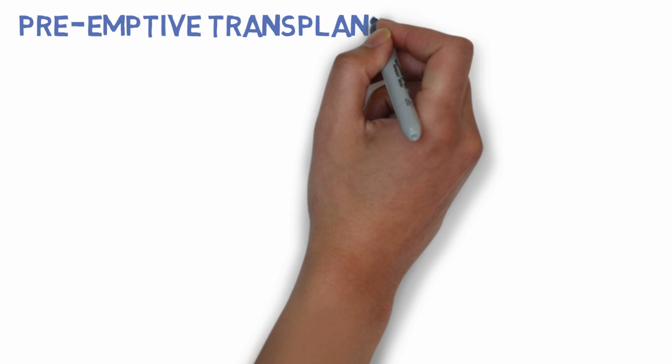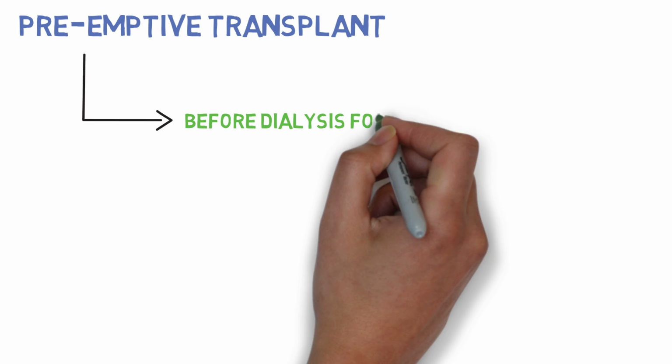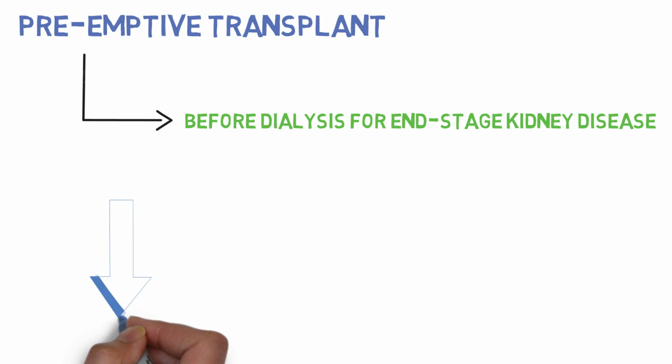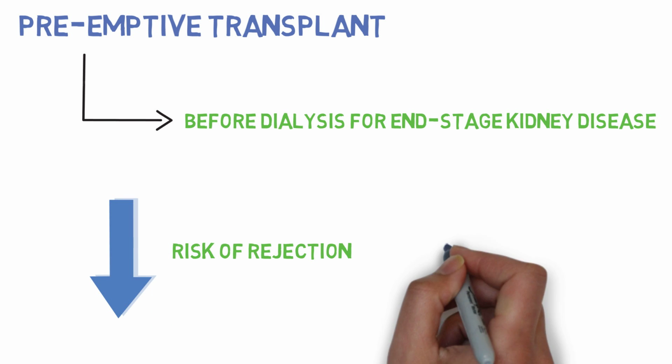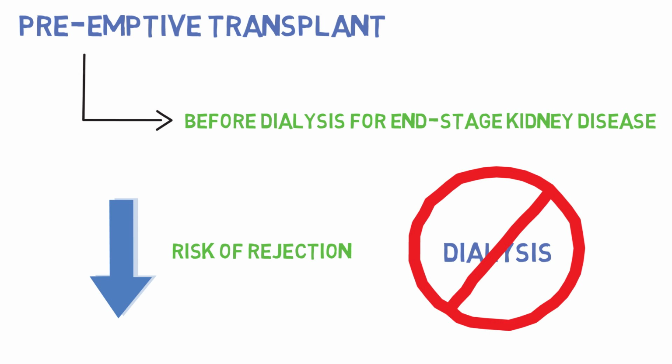A preemptive transplant takes place before requiring dialysis for end-stage kidney disease. This method lowers risk of kidney rejection and avoids treatment with dialysis.